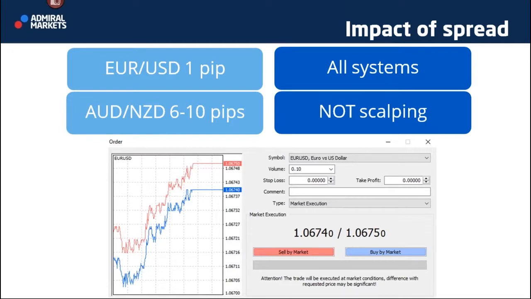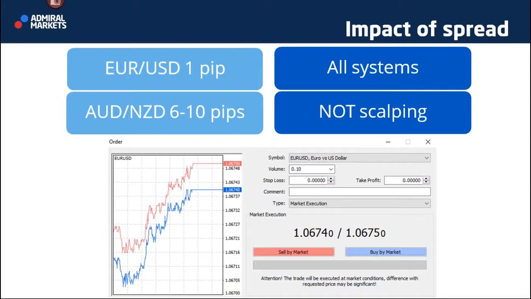But this time we want to show you the impact that it has on our trading. How does it impact us, and how can we improve that? So let's first talk about two currency pairs, just to get an idea about the difference and what the difference could be.